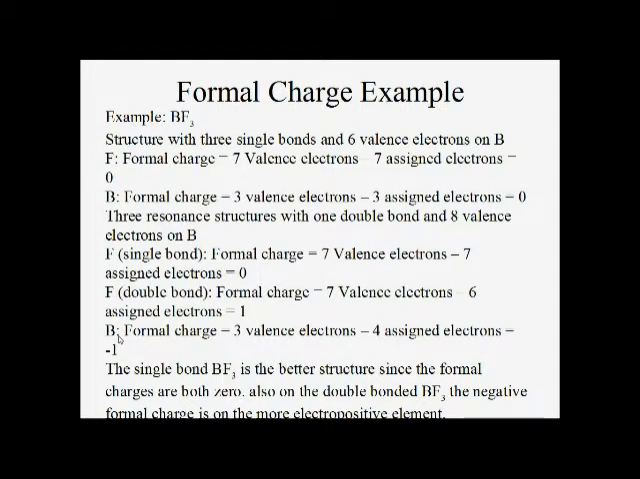Also, down here with the boron with a double bond, we got the positive charge on the fluorine, negative 1 charge on the boron. But this reverses the charge. We really want our negative charge to be on the more electronegative element fluorine, but instead it's on the more positive element boron. So that also is a bad combination for formal charge. So boron trifluoride has the best structure with 3 single bonds, which is what we find in nature. So the formal charge process gives us the correct structure for this compound.